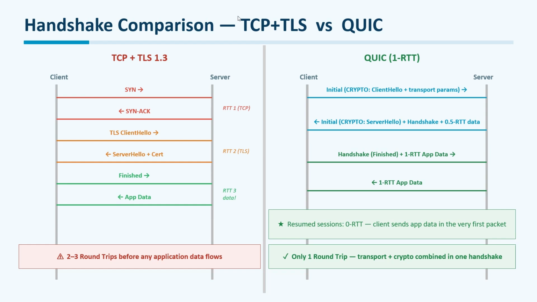Discussing the handshake comparison thoroughly, here we can see on the left hand side the TCP plus TLS 1.3 handshake, and on the right hand side the QUIC handshake. Here we can see there are two handshakes happening before the actual data transfer in the TCP model, whereas in QUIC there is only one handshake taking place. This provides a lesser round trip time and lesser latency as compared to the normal handshake that used to take place.